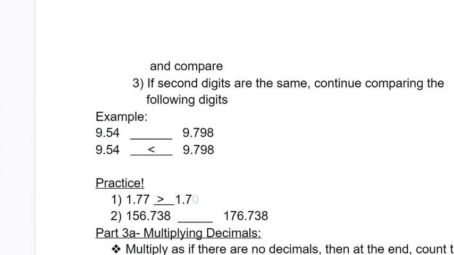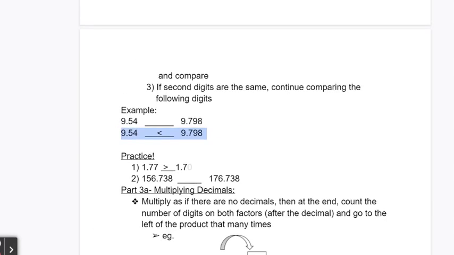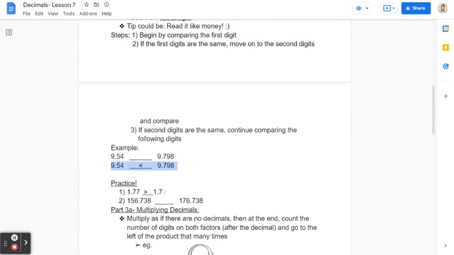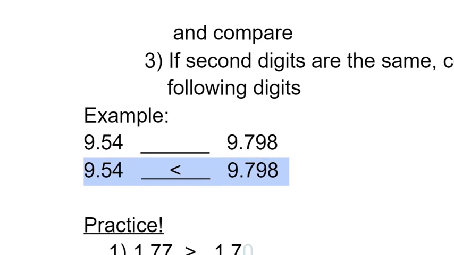So in this case, again, reading from left to right, 9 and 54 hundredths is less than 9 and 798 thousandths. And then when I was talking about a tip could be like reading it like money, well, you could say, okay, $9.54 and compare that to $9.80, because if you basically round 79, it could be 80. So $9.54 is less than $9.80.